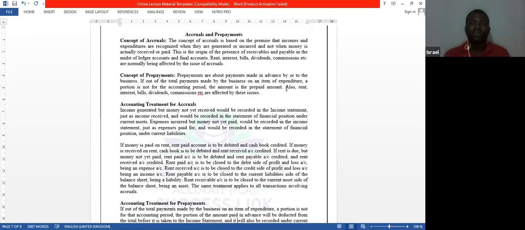Another one you need to know is what we call unearned income and earned income. Unearned income means that you have been paid for a service, but you are yet to render the service. They have paid the money, but you are yet to render the service to them. That's unearned income. As an example of unearned income, I'm a renter. I give out my assets to you, so now that asset is expected to be with you.